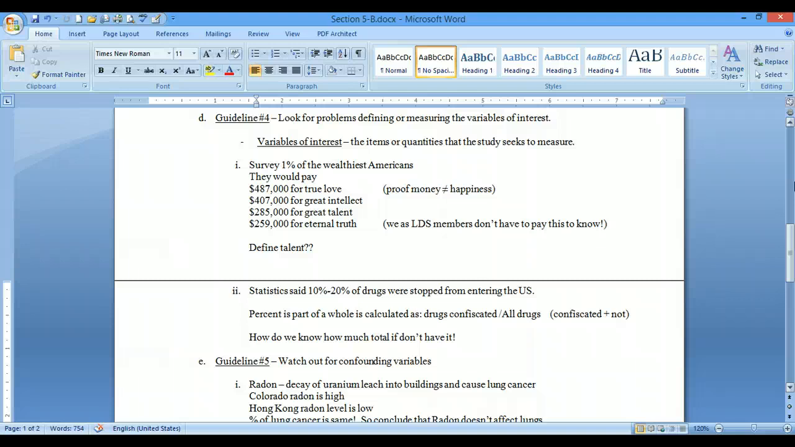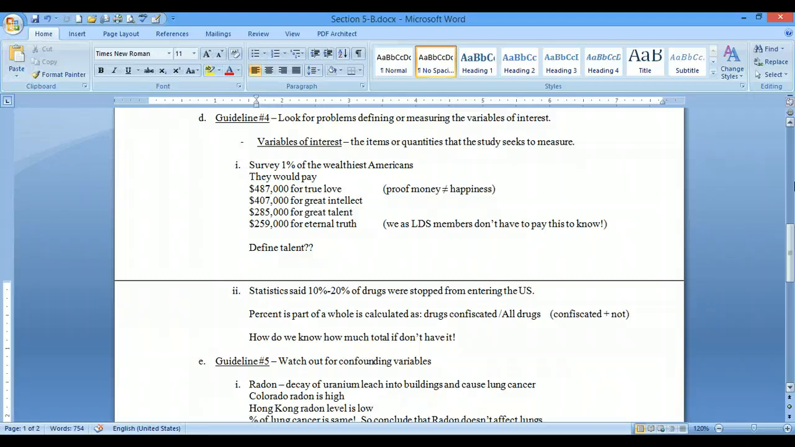Do people interpret true love in different ways? How about great intellect? There's lots of different things to be intellectual in. It could be in science, music, math, history, or language. Lots of different areas that great talent could cover, or great intellect.